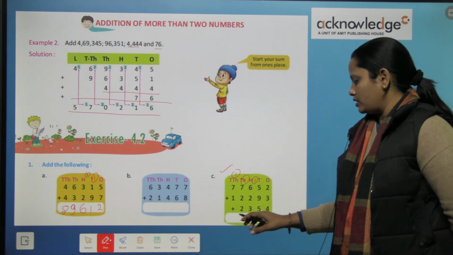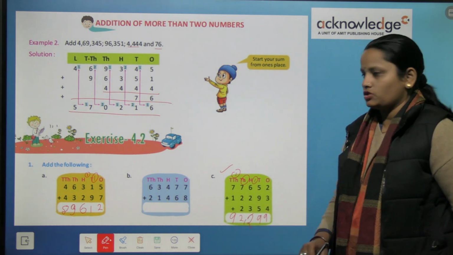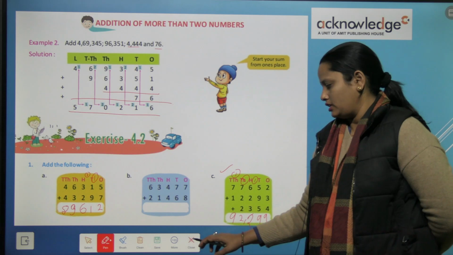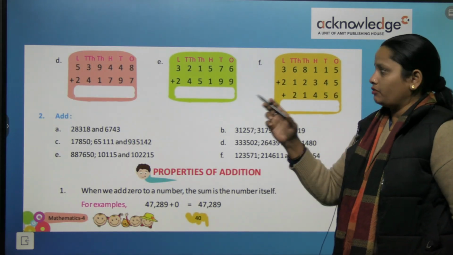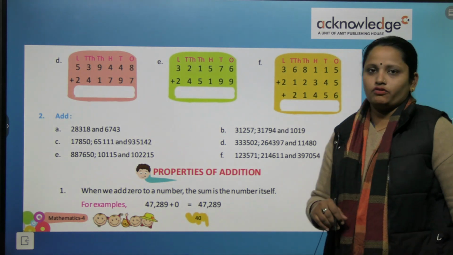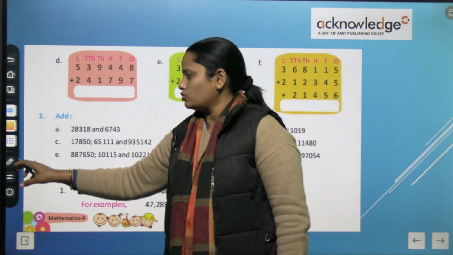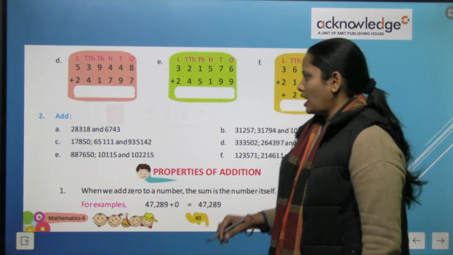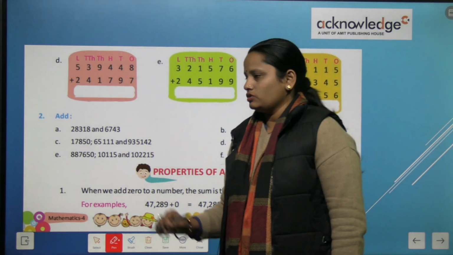7 8 9. So here the answer is 92,299. This B part, children, you have to do on your own. Similarly you have to do D, E and F parts. Now let's move on to question number 2, which is also addition, and here no groups are made. You have to make the groups and then you have to add.